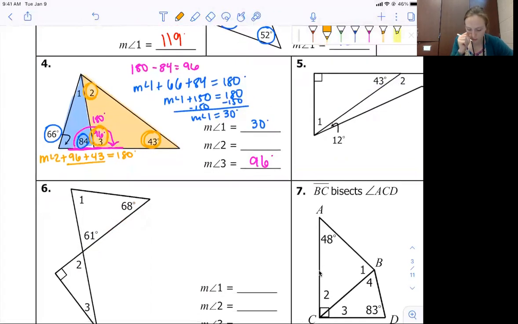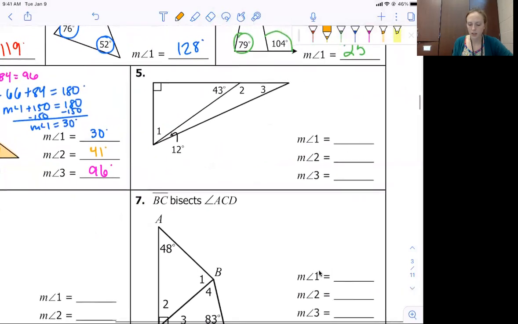96 plus 43 is going to give us 139, I want to say 139. Yeah. So this is the measure of angle 2 plus 139 equals 180. And then I subtract 139 on both sides. I ran out of space, but I'll get the measure of angle 2 is equal to 41 degrees when I subtract that. Okay. All right.